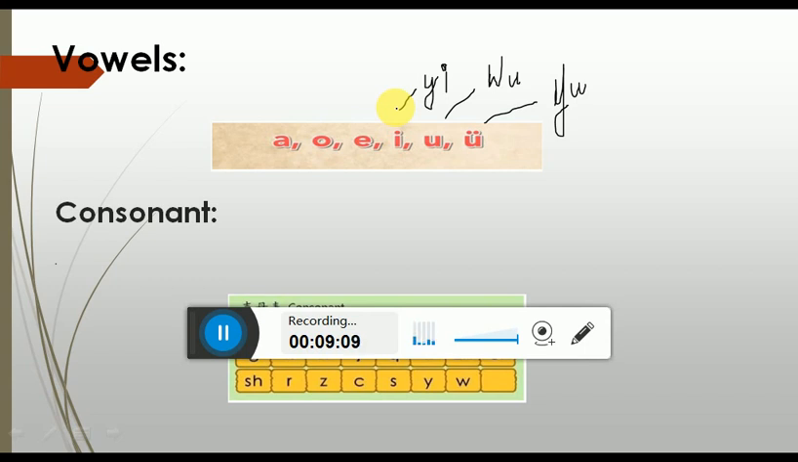Same as father, law, ago, see, mood, and you. Father, fa. Law, o. Ago, e. See, i. Mood, u. You, dotted u.